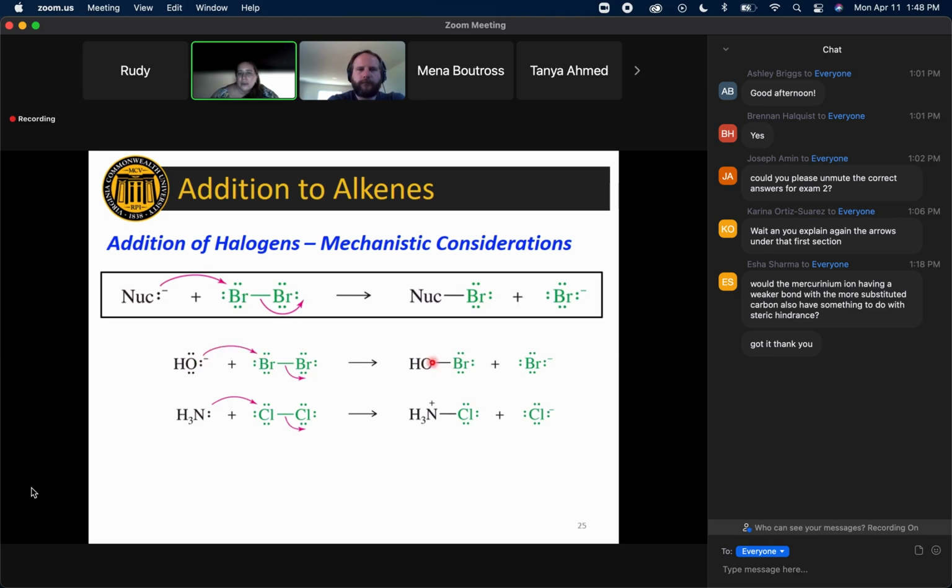To get this new oxygen-bromine bond and a Br minus. We can do it with any nucleophile. So we can do it with ammonia to get a nitrogen-chlorine bond and a Cl minus.